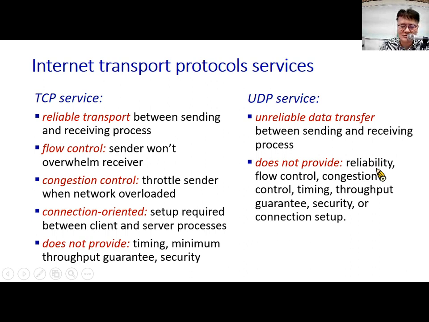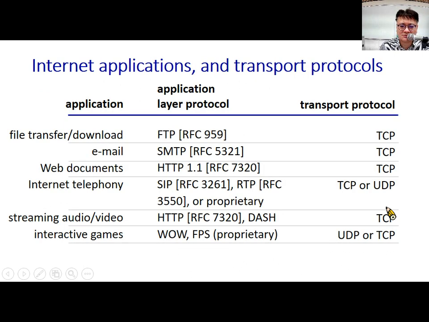We don't provide the reliability, and also we don't provide flow control, congestion control, timing, throughput guarantee, security, connection setup, or any reliable data transfer. So we don't care about anything in UDP. We just send back and forth. So the question is: why bother, or why have this layer in UDP?